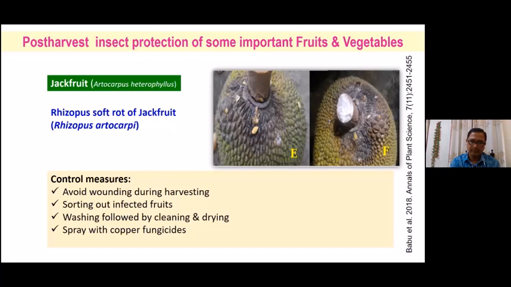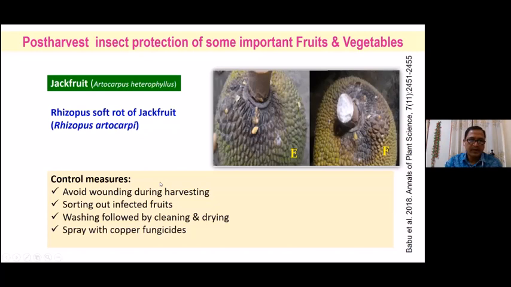Avoiding wounding during harvesting is important, because if the fruit is wounded during harvesting, this pathogen enters the fruit and causes rotting after the harvest. Sorting out the infected fruits is another step. We can sort out the infected fruits and keep only the good ones. Then washing, cleaning and drying are also helpful, along with spraying with copper fungicide. And we have a reference here, which you can use to see more details about the causing organism or the disease and their control measures.